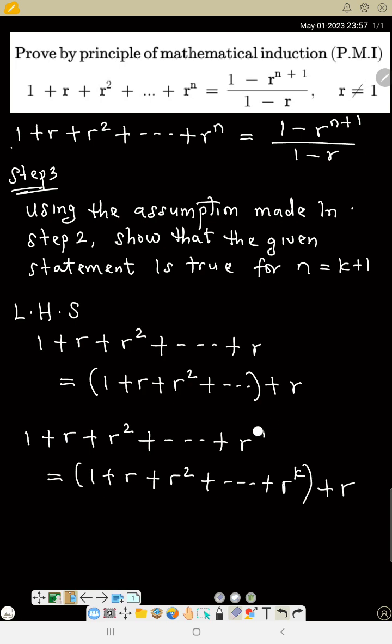So now this n is k plus 1. Remember, we said using the assumption made in step 2, show that the given statement is true for n equals k plus 1. So that means as I write all this, I have to replace that n with k plus 1 like that. And the second step is just put brackets here. So that's what I did here. Then I still have this outside.